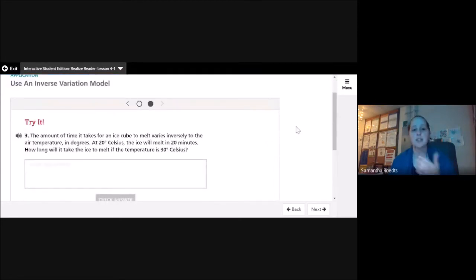So the amount of time it takes for an ice cube to melt varies inversely to the air temperature in degrees. At 20 degrees Celsius, the ice will melt in 20 minutes. How long will it take the ice to melt if the temperature is 30 degrees Celsius? Okay. So we're going to use I equals K over the air temperature.